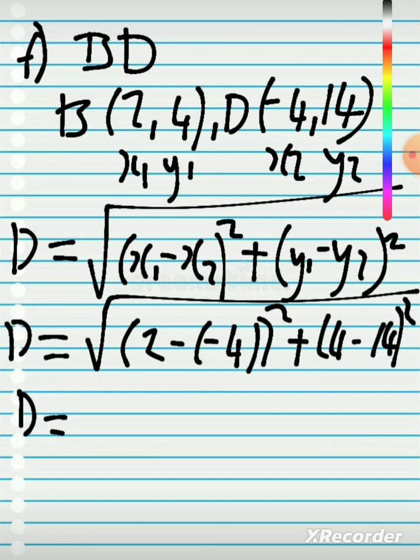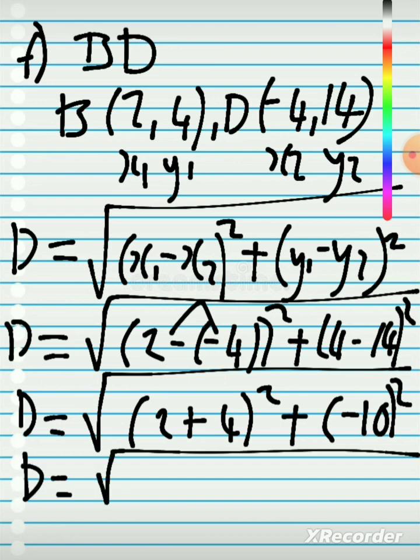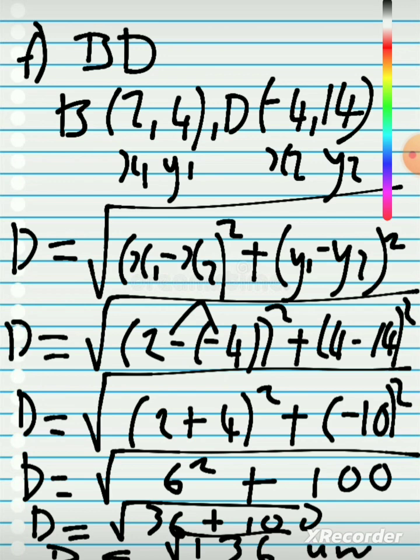So distance is equal to square root of, negative times negative is positive, 2 plus 4 squared, plus 4 minus 14 is negative 10 squared. So distance is equal to square root of 2 plus 4, 6 squared, plus negative 10 squared is 100. So 6 squared is 36 plus 100. So distance will be equal to square root of 136 units.